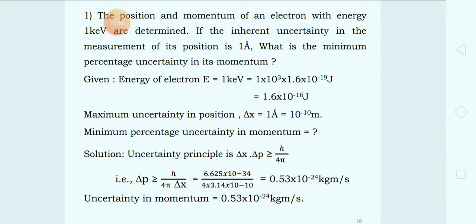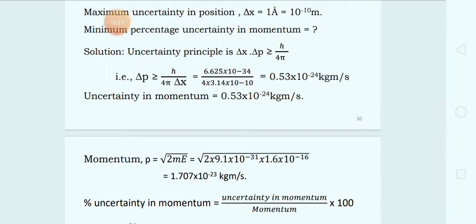But the unknown parameter is the percentage uncertainty. In order to evaluate the percentage uncertainty in momentum, we need to have a value of the momentum too. So we have the relation between the kinetic energy and momentum, that is p equal to square root of 2mE, and the energy value, with the electron volt conversion and kilo into 1000, we just substitute in the equation. We'll get momentum as 1.7 into 10 power minus 23 kg meter per second.